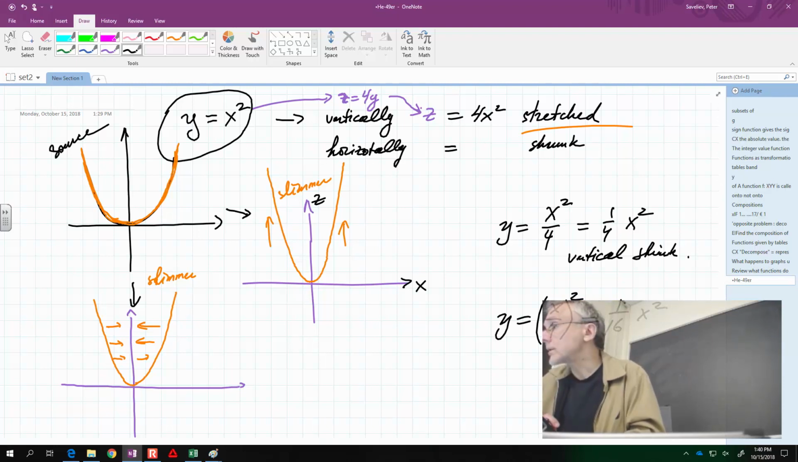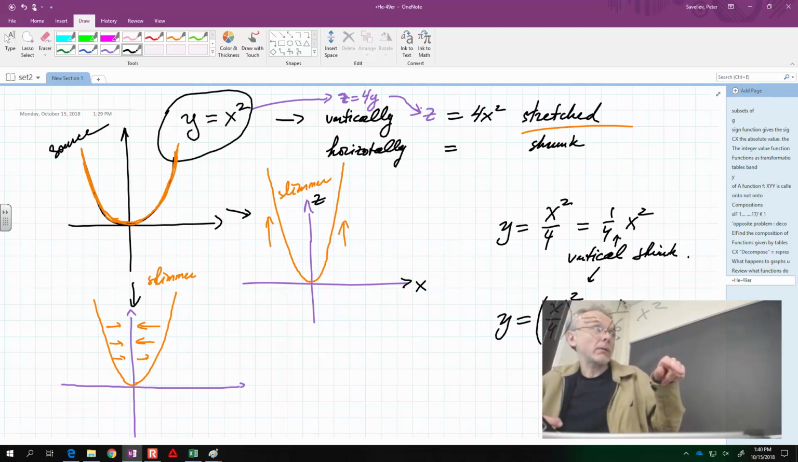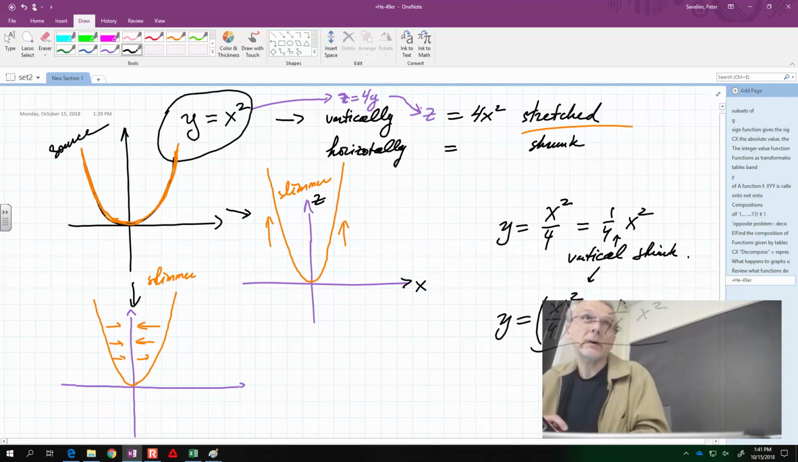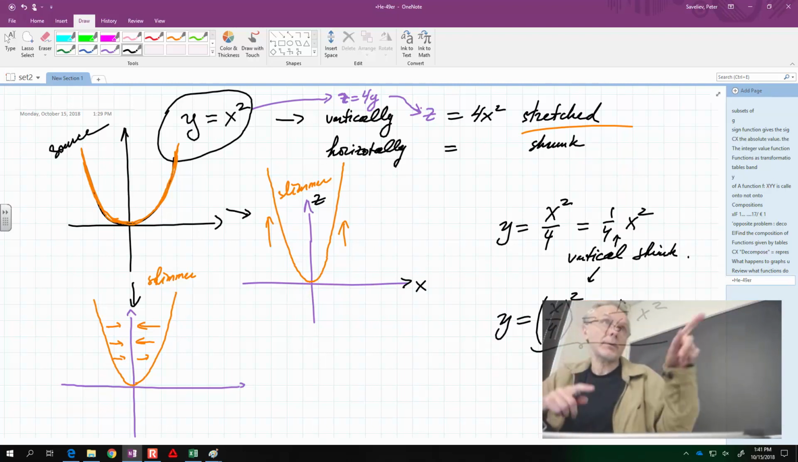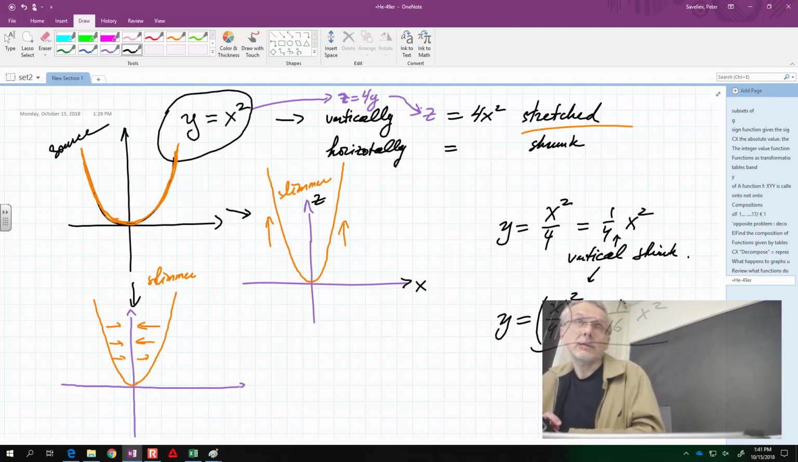It is again a vertical shrink, right? Both of these are vertical shrinks. So multiplication by 4, division by 4, or if you divide x by 4, it will have the same effect as dividing y by 16, right? That's what I'm saying here. So that result is not what we want. We want to go in the opposite direction.